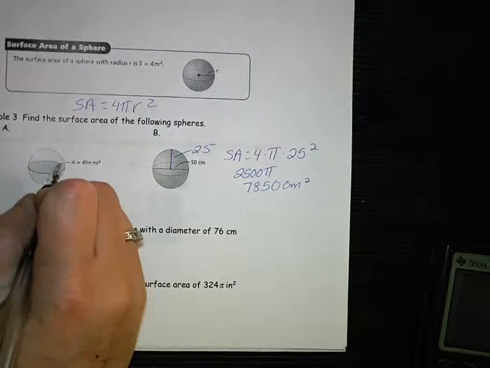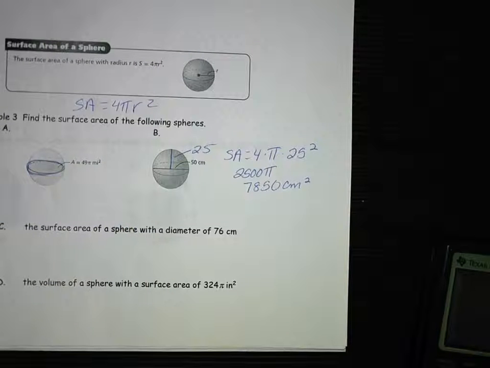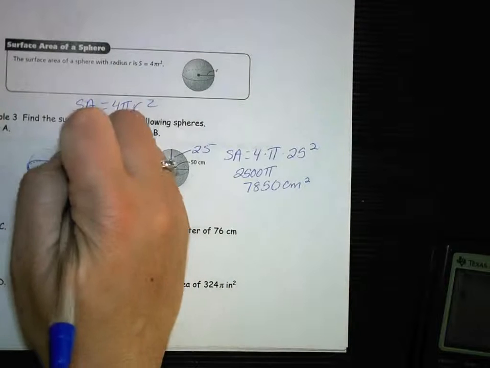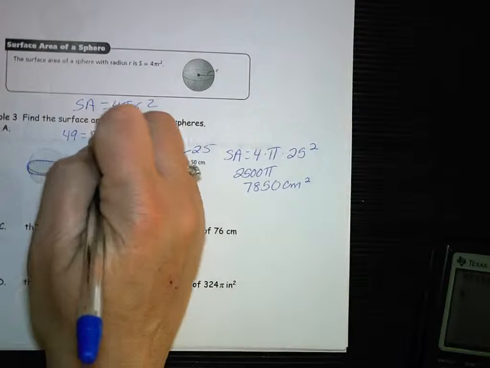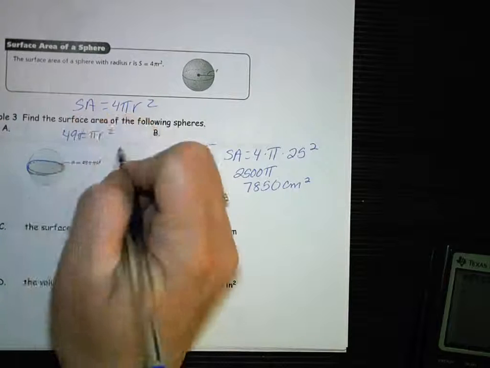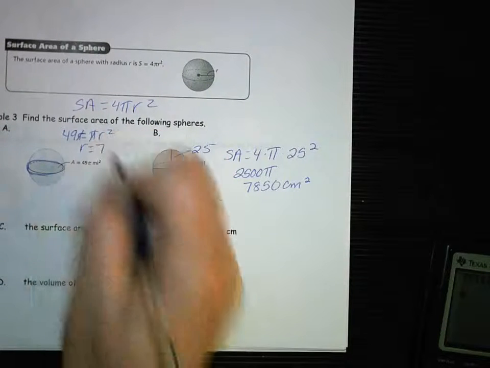Example B, this circle is pi r squared. So if 49 is the area, pi r squared, 49 pi. Square rooting both sides, your radius is 7.